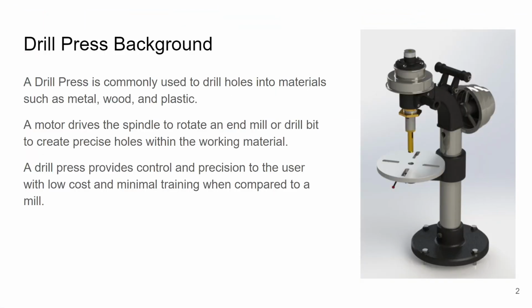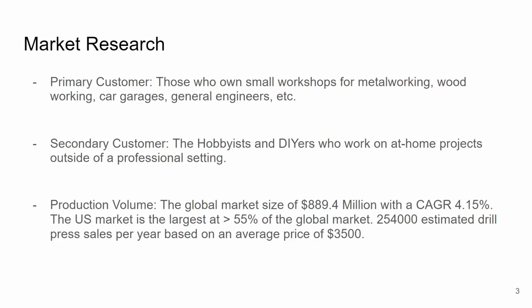Background on a tabletop drill press, which are commonly used to drill holes into materials such as metal, wood, and plastic. A motor drives the spindle to rotate an end mill or drill bit to create precise holes within the working material. A drill press provides control and precision to the user with low cost and minimal training when compared to a mill. The primary consumer of the drill press are those who own small workshops for metalworking, woodworking, garages for cars, and general engineering needs.